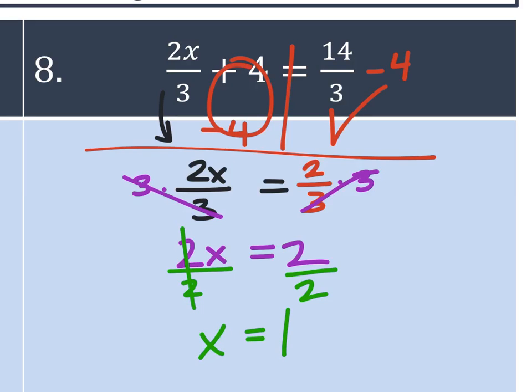Now again, you should check. So 2 times 1, that's 2. 2/3 plus 4, I'm going to go to my calculator for that. All right, 2/3 plus 4. Boom, 14/3, which is what it did equal. So it checks off, and now I know for sure that x equals 1 is the solution. It makes the original equation a true statement.